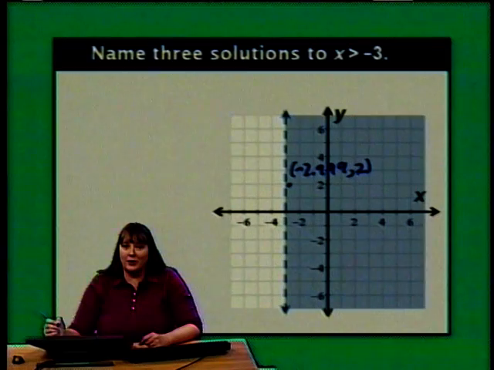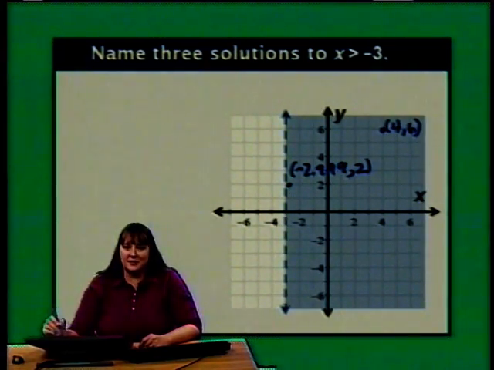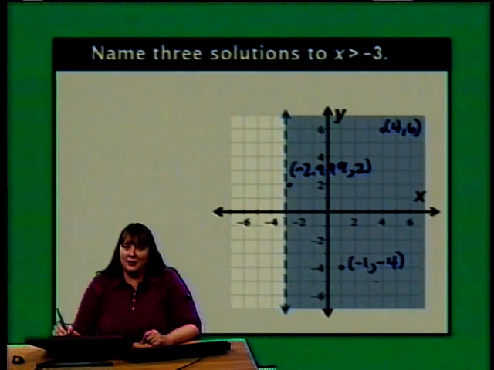X having a value of negative 2.999 is greater than negative 3. And I can pick any other point in my shaded region. For instance, the point 4, 6 satisfies this inequality. Since x is 4, 4 is greater than negative 3. This satisfies the inequality. And I could pick a point like negative 1, negative 4. The x value is negative 1, and negative 1 is greater than negative 3.